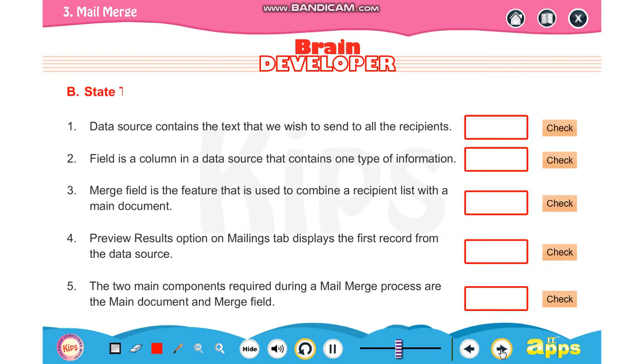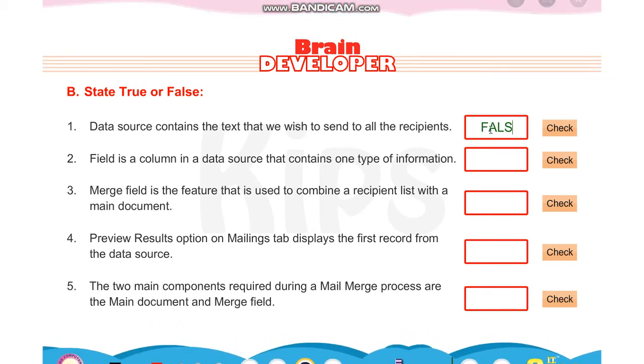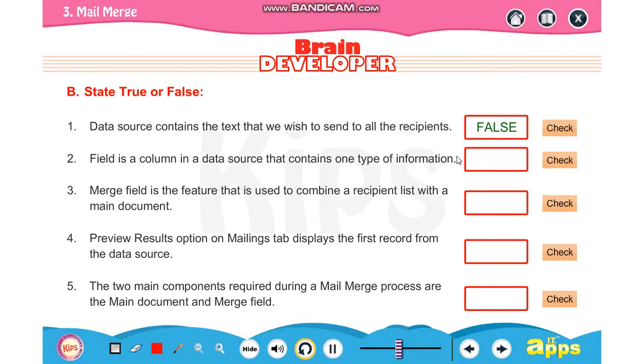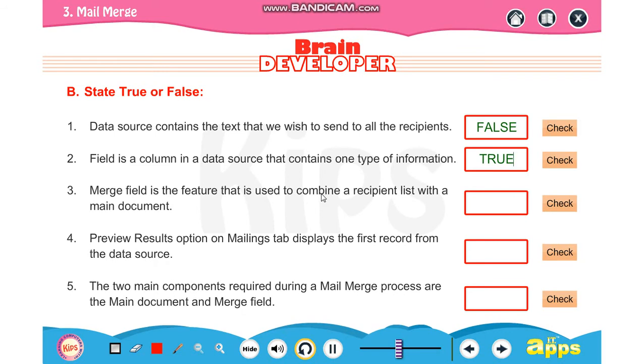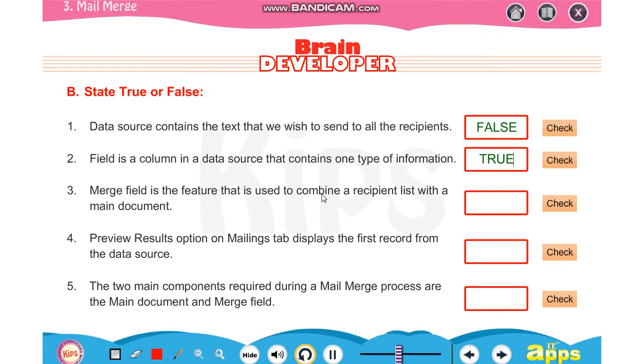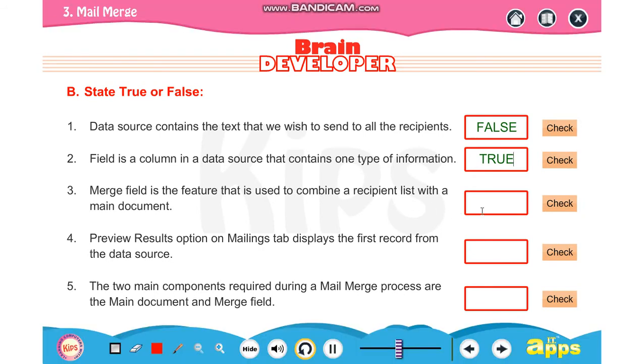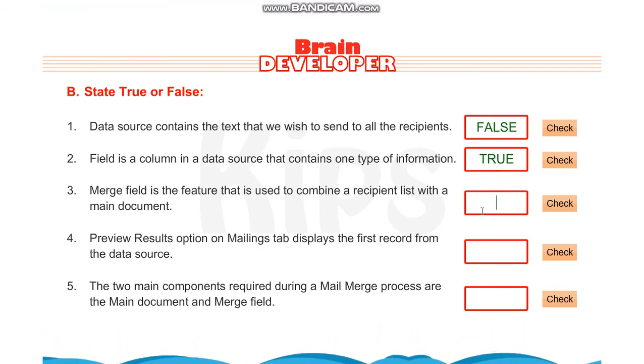Now the next one, state true or false. Data source contains the text that we wish to send to all the recipients. So this is your false. Field is a column in a data source that contains one type of information. True. Merge field is a feature that is used to combine a recipient list with a main document. We are going to combine, yes, true.